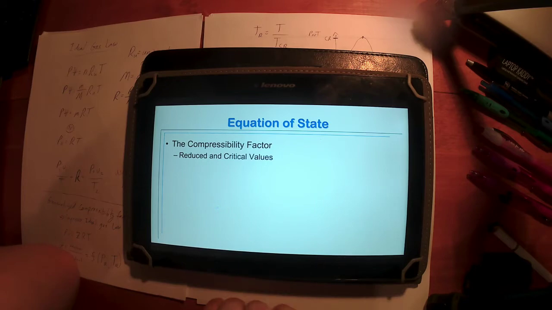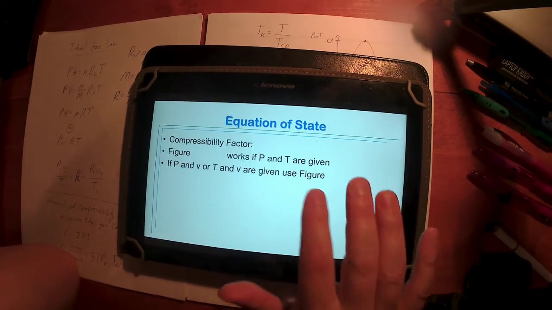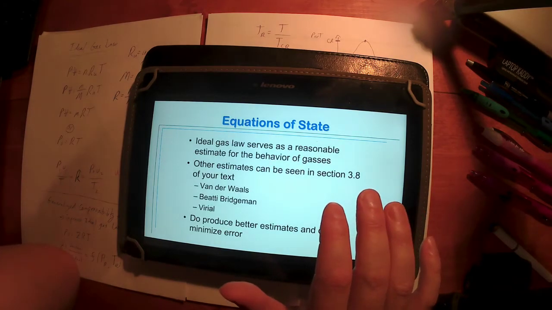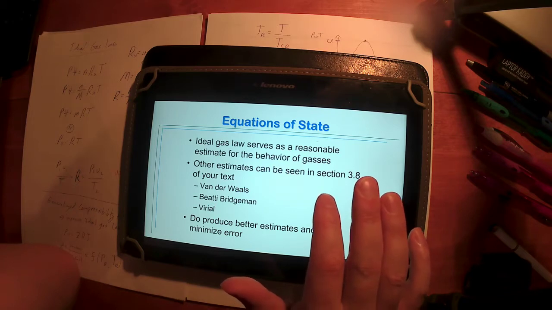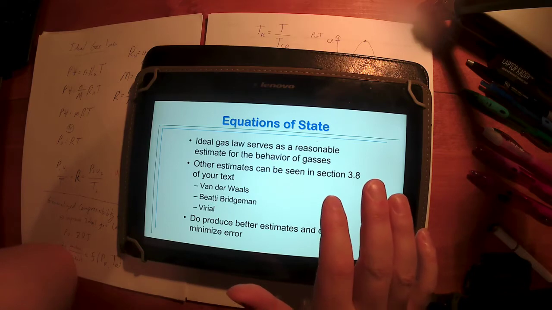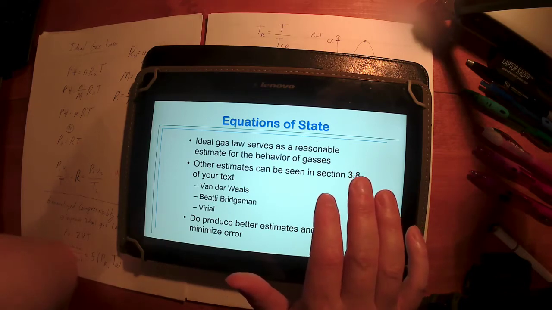Okay. So again, I'm normally not going to ask you to find a Z value. You can if you want to, but if I'm dealing with air or an ideal gas, then the ideal gas law will be fine for most of our applications. Just understand it's only an estimate, but the Z value will improve it, will make it better.